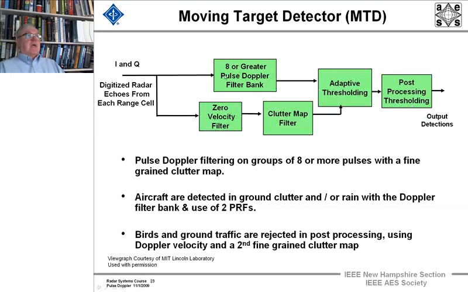We have an 8 or greater pulse Doppler filter bank, a 0 velocity filter and a filter map, which I'll describe, and then the adaptive thresholding for each cell, and then post-processing thresholding to get rid of birds and ground traffic that eke their way through. And I've gone over that in these words with you so far. Okay.